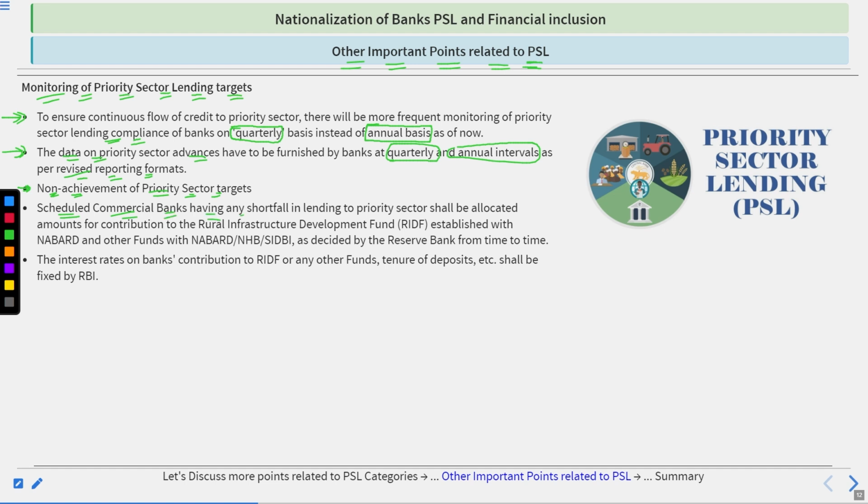Scheduled commercial banks having any shortfall in lending to the priority sectors shall be allocated amounts for contribution to the Rural Infrastructure Development Fund (RIDF), established with NABARD, and other funds with NABARD, NHB and SIDBI, as decided by the Reserve Bank from time to time. The interest rates on banks' contribution to RIDF or any other funds, tenor of deposits, etc., shall be fixed by the Reserve Bank of India.